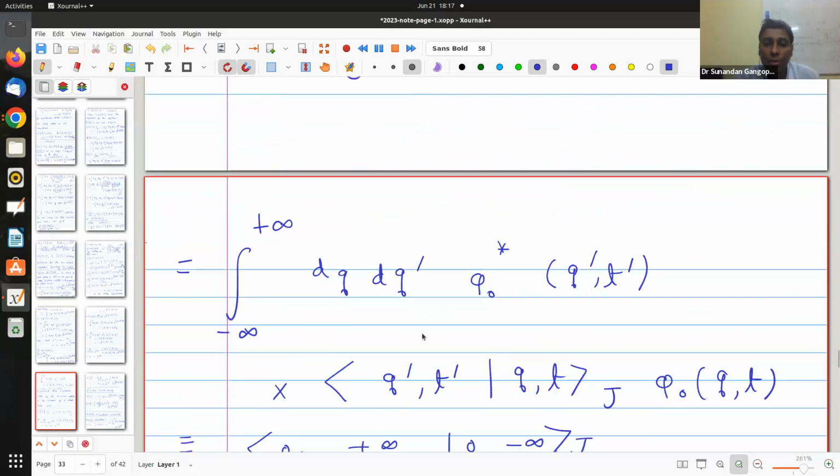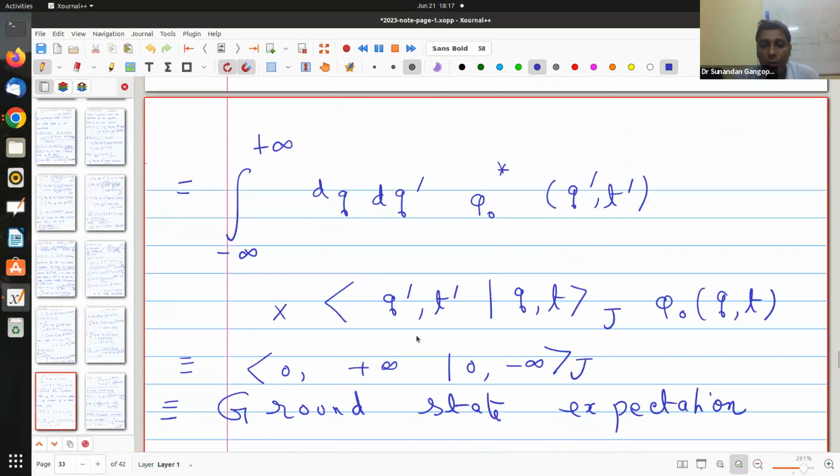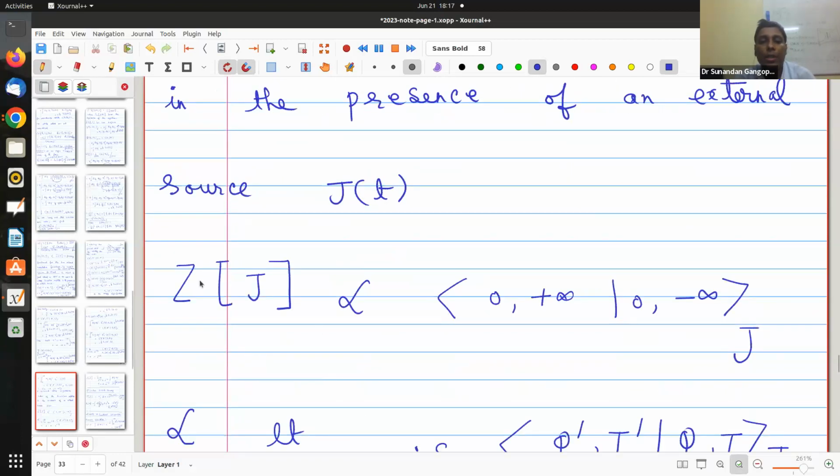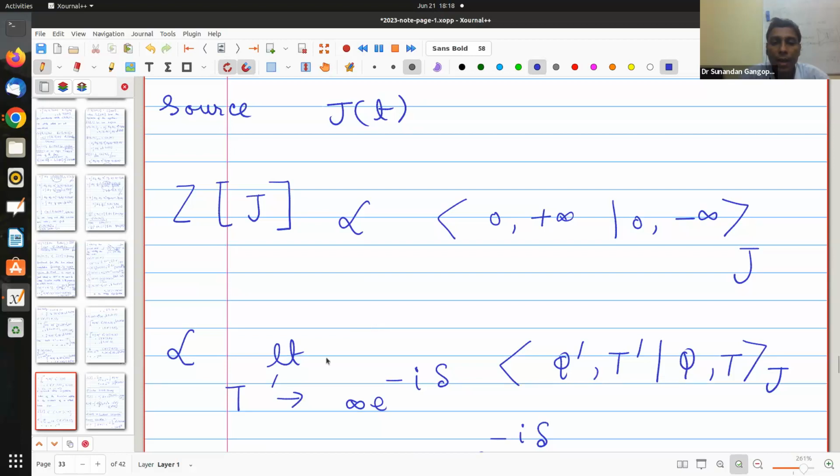And once again, I introduce another notation. I have defined this expression to be equal to this. Now I am just saying that this particular thing is nothing but Z of J. So Z of J is proportional to this thing, which is the bra 0, minus infinity and ket 0, plus infinity overlap in the presence of an external source J.